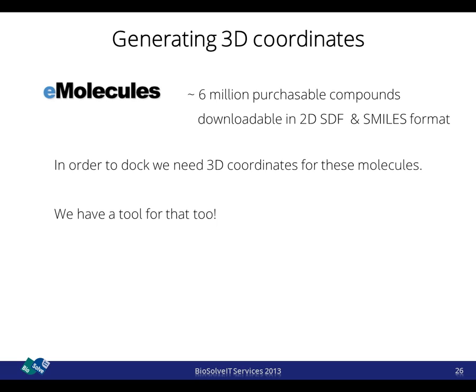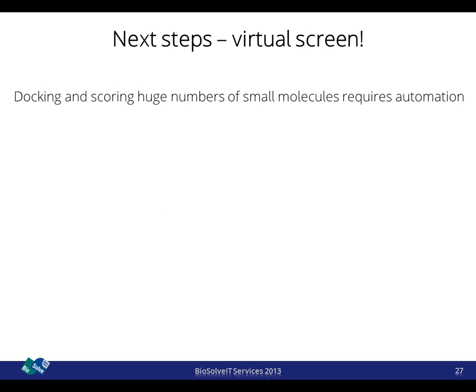So once you've decided which collection you're going to use, you download that from eMolecules. But these will be in 2D format, so 2D SDFs or SMILES strings. And in order to dock molecules, you need 3D coordinates. So there's a number of tools you can use for this, and we have our own in-house tool which performs that task very well. So now we've got both of the elements we need.